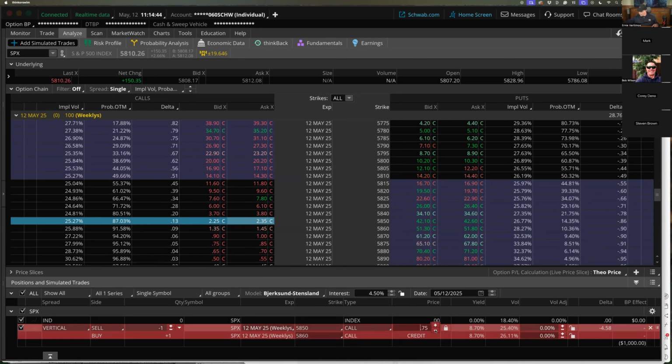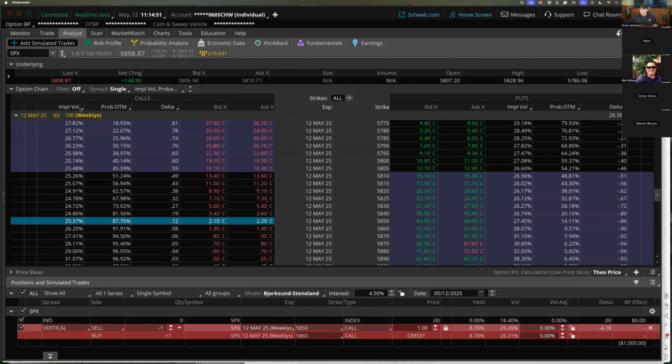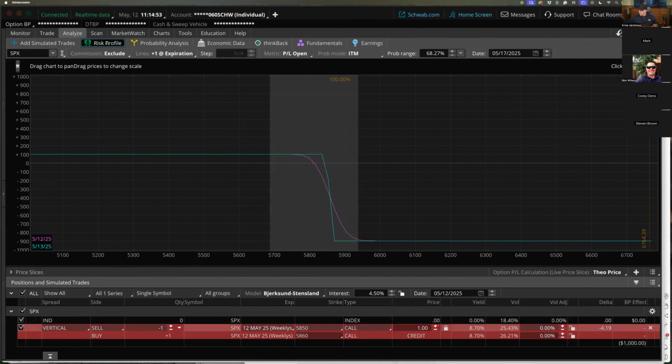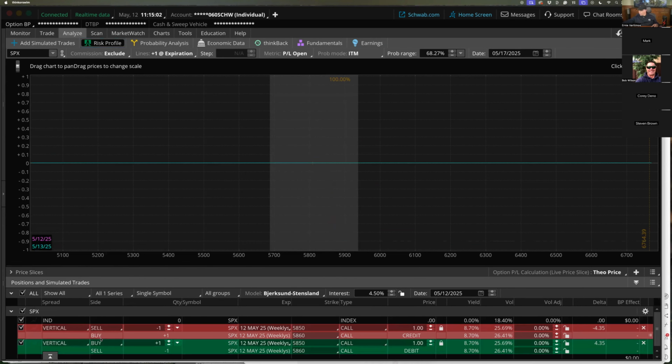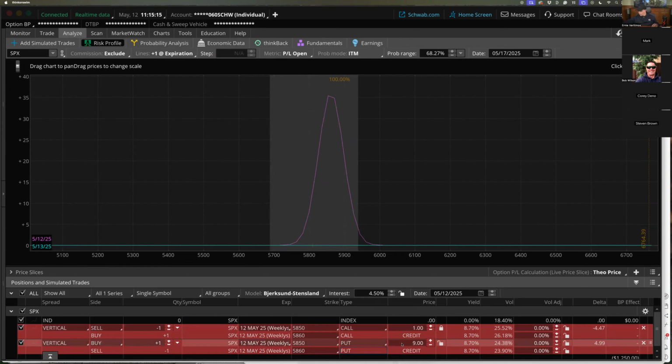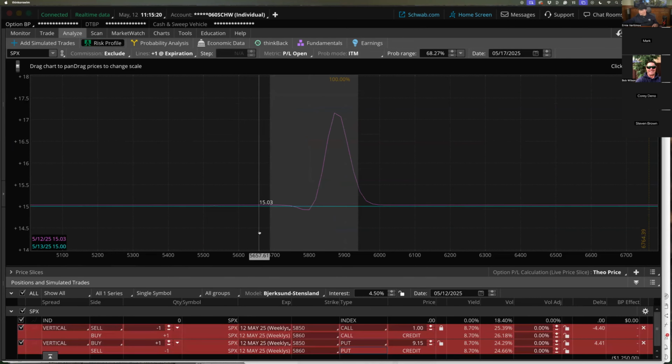Okay, so now I want to do a box trade on the other side, but when I go to the 58, 50, 58, 60 puts, it says that the credit would be like $8.85. So I'm doing something wrong. Let's find out. Let's analyze the opposite trade, and yeah, that's about right. It still works.